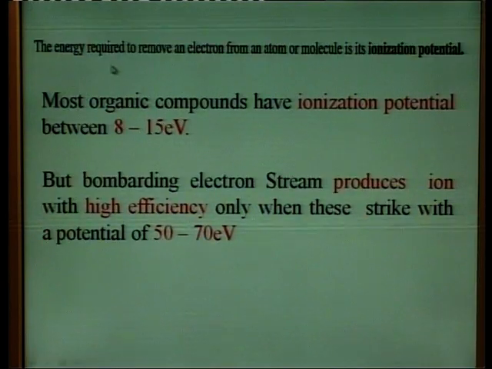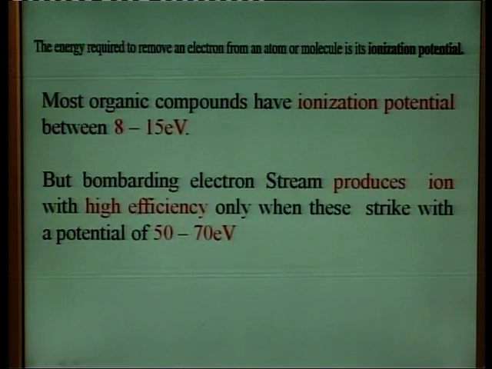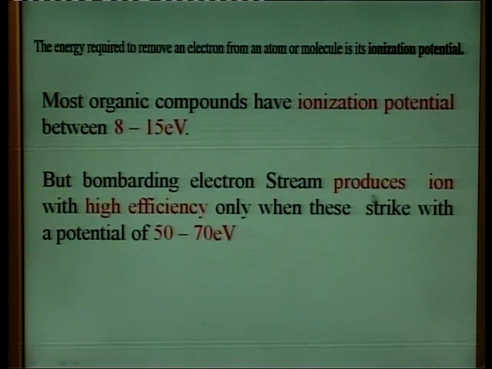Now, the energy required to remove an electron from an atom is called ionization potential. Most organic compounds have an 8 to 15 electron volt ionization potential, but the bombarding electron stream must have 50 to 70 electron volts to give high efficiency of ions. Only this much energy produces the ions in an effective manner.